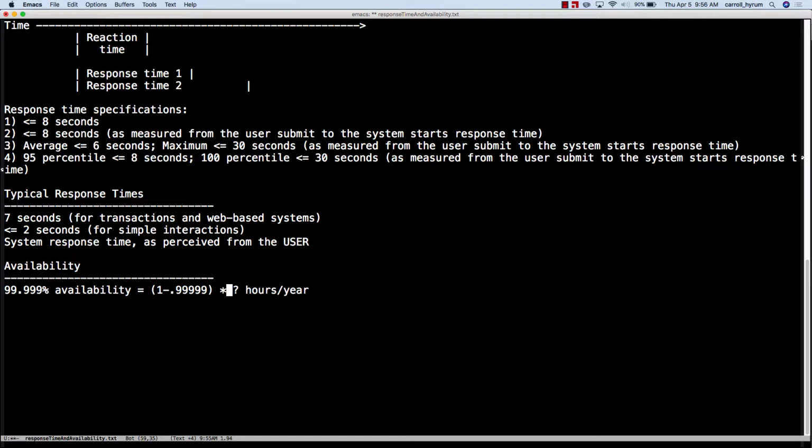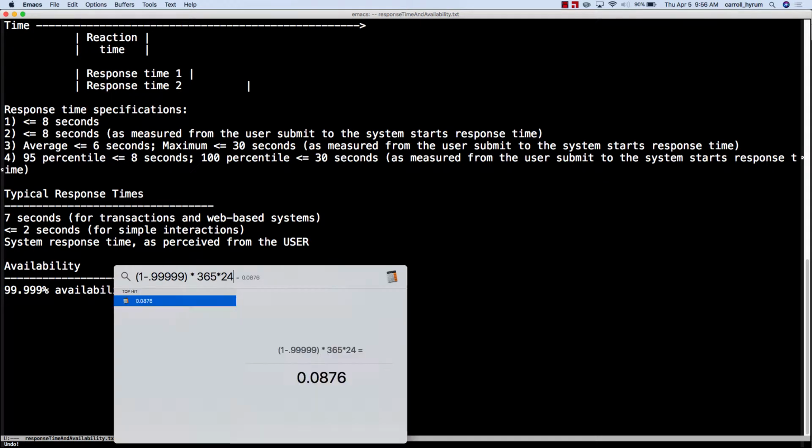365 times 24. If you want to be real geeky, you could do 365.24. So 365 days per year times 24 hours per day. Okay, so what does that equal? 8.76, so 0.0876 hours per year. Okay, well that's kind of hard. How many hours is that? I don't think of hours as like 0.08. I know that's small.